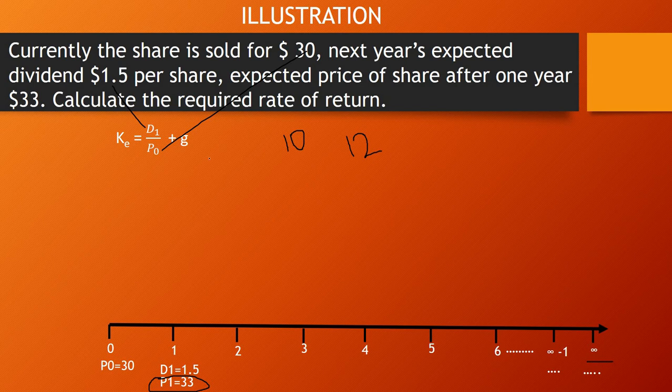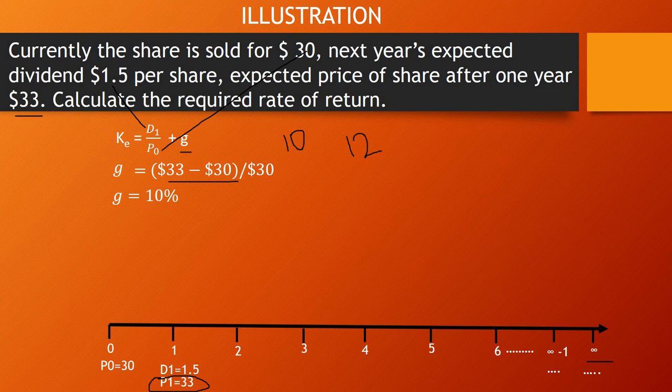The same way we are going to calculate the growth. My P0 is 30, my P1 is 33. So the growth rate will be (33 minus 30) divided by 30. 33 minus 30 is 3, and 3 divided by 30 will be 0.10, or I can say 10%. So my growth rate comes out to be 10%.